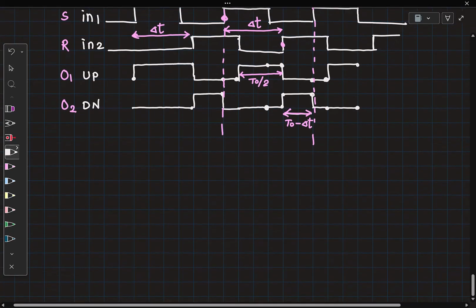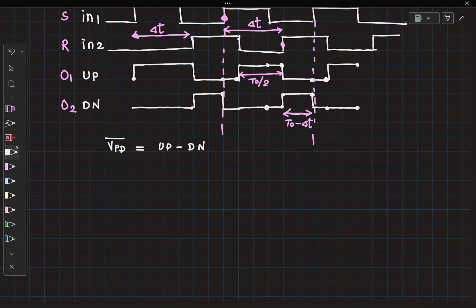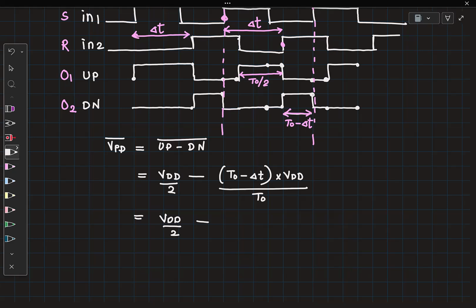Now my VPD average is equal to up minus down average. Average of up is equal to VDD by 2. Please give me the expression for average of down. That will be T naught minus delta T into VDD divided by T naught. So this is VDD by 2 minus, I have T naught by T naught, that will give you VDD, plus delta T by T naught into VDD.